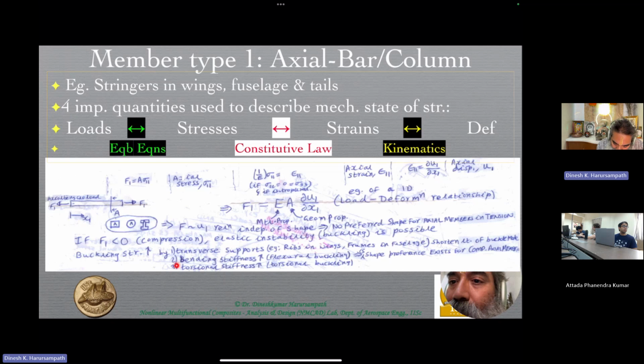The second way of increasing the buckling strength is, depending on whether it's going to be flexural buckling or torsional buckling, to increase that particular stiffness.